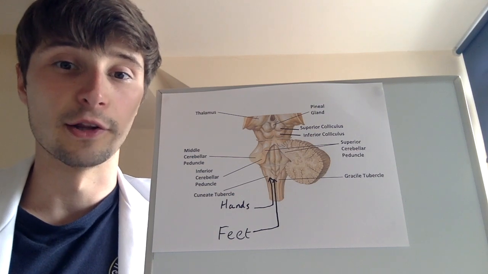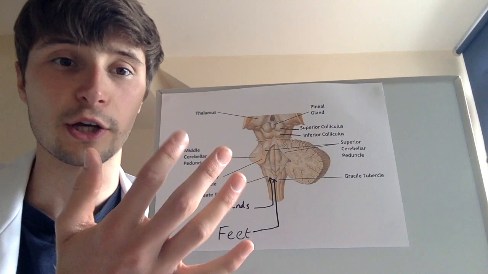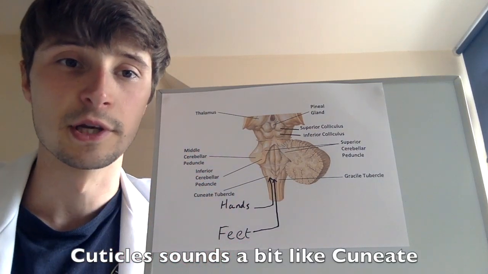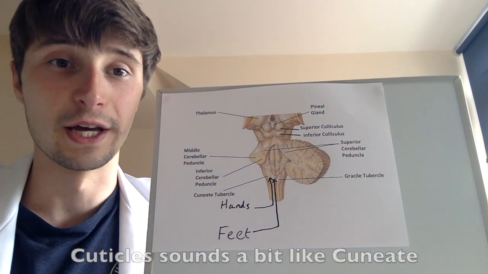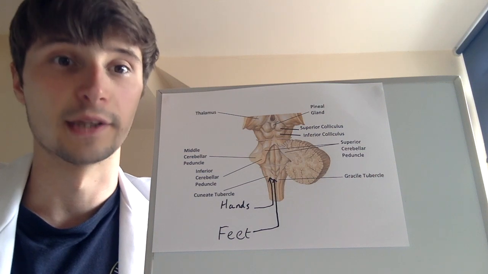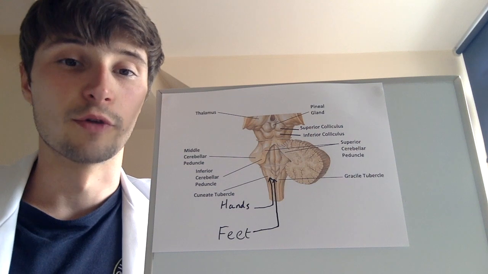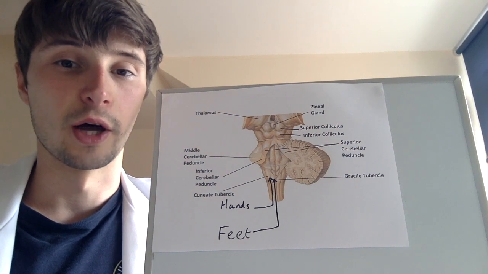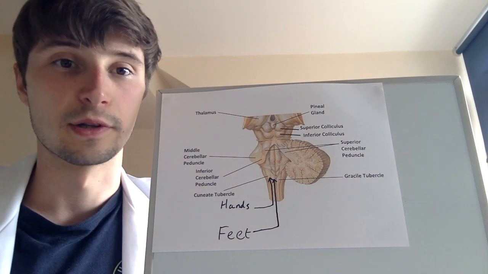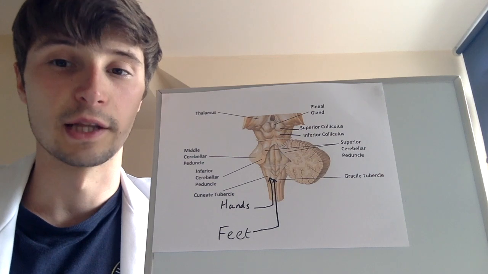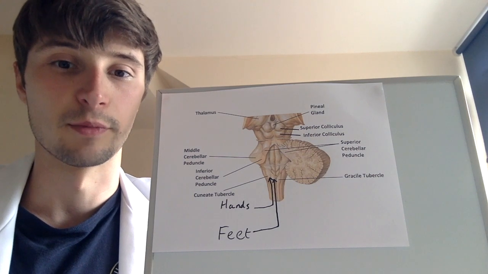So I always remember that the cuneate, I always think of like cuticles on your fingertips, and gracile as being like a dancer has got to be gracile on her feet. So we've got the cuneate tubercle collects information from the hands, and then the gracile tubercle will collect information from the feet.